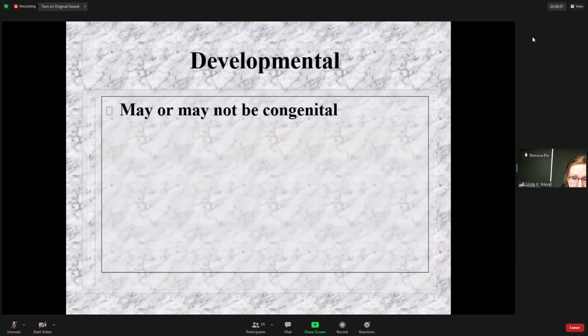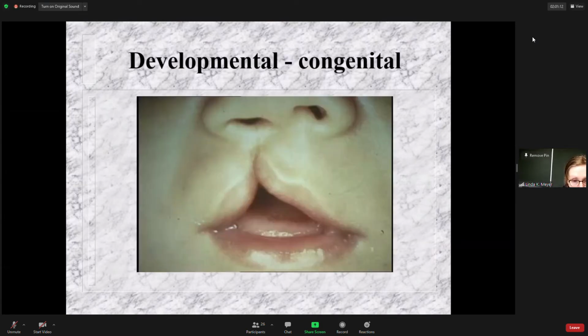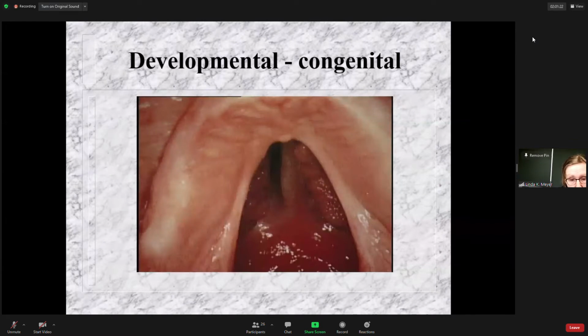And I want to make the distinction that they're not always congenital. Congenital simply refers to present at birth. Okay, so developmental anomalies may or may not show up at birth. Here's a simple cleft lip on the baby's right side that shows up at birth. Here, this is not a baby, but this was a cleft palate that was present at birth and never was surgically repaired, wasn't treated.